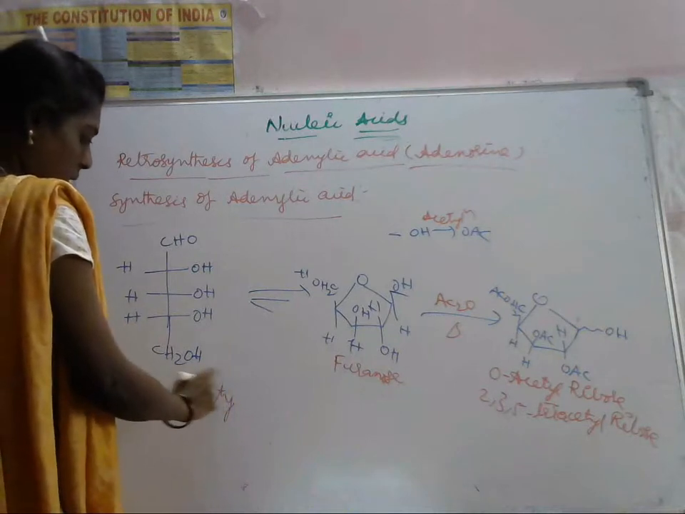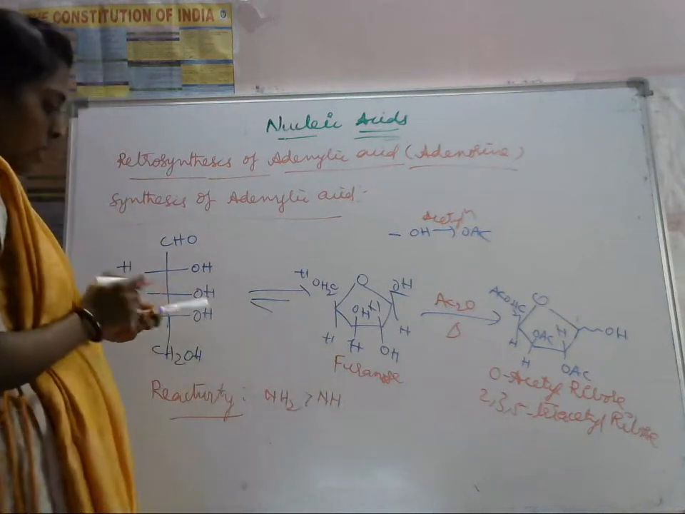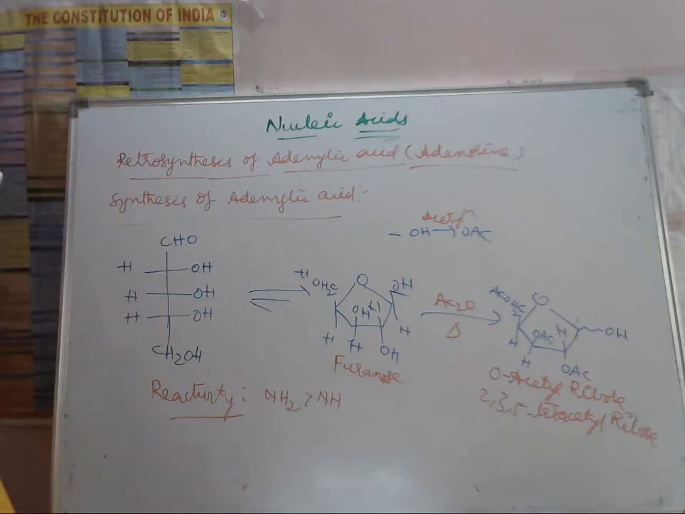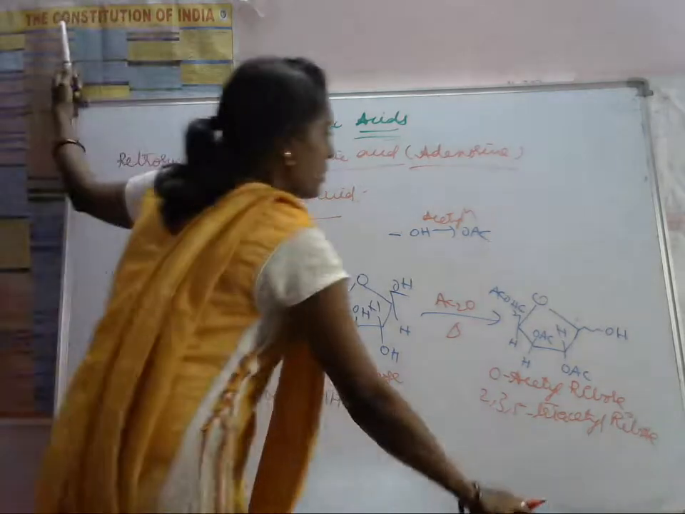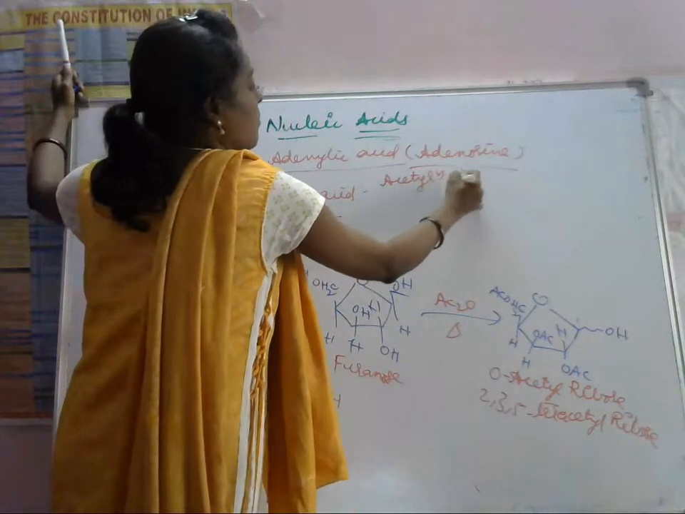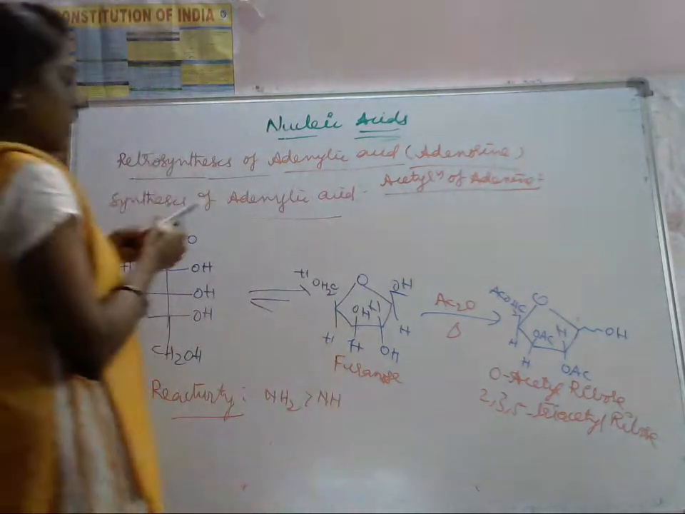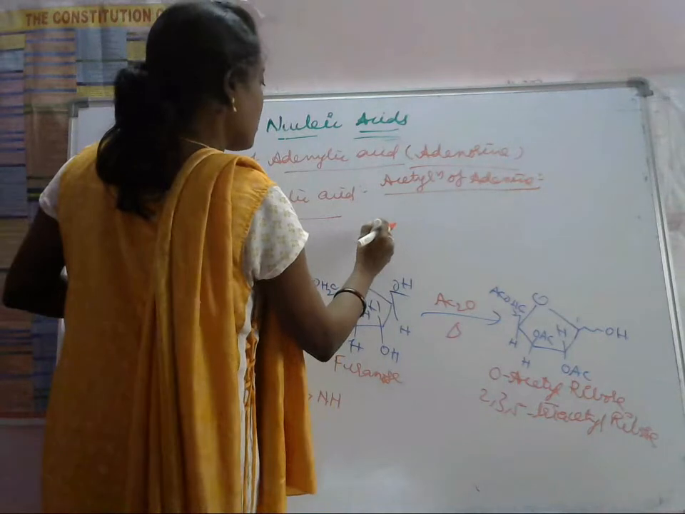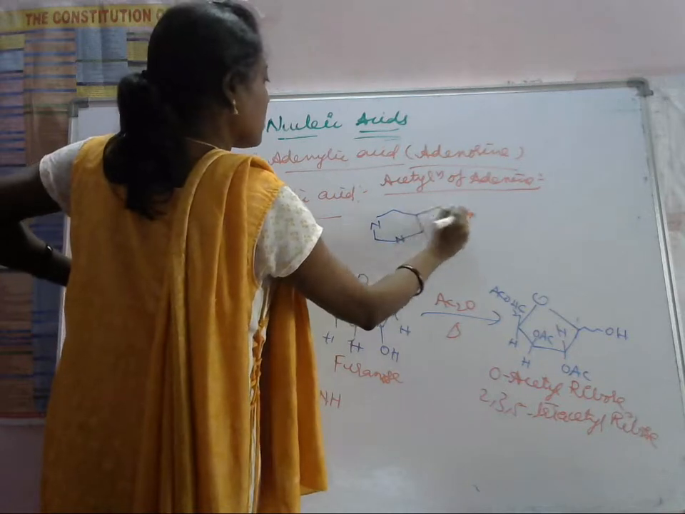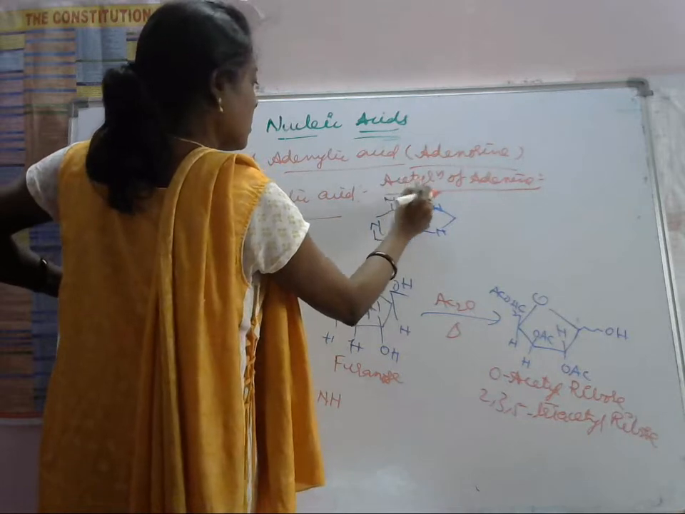Next, reactivity: NH2 is more reactive than NH. Next, let's do the acetylation of adenine. Here I want to do this acetylation of adenine. We have to take the adenine first. Adenine. Nitrogen.